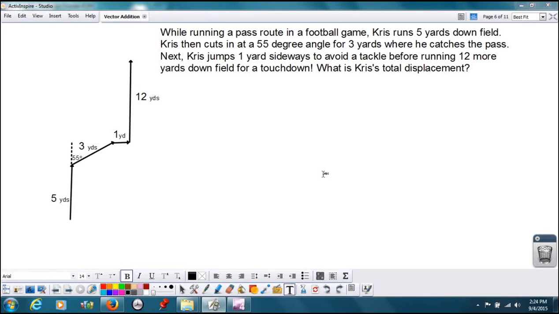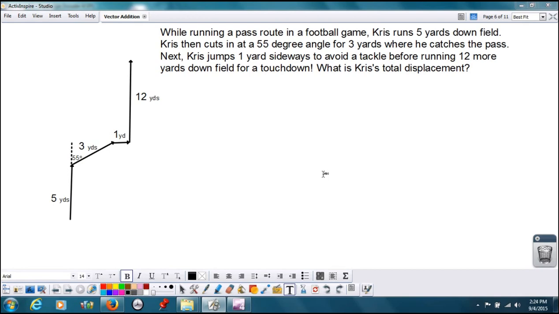Alright, in this problem we've got Chris, and it says, while running a pass route in a football game, Chris runs 5 yards downfield. Chris then cuts in at a 55-degree angle for 3 yards, where he catches the pass. Next, Chris jumps 1 yard sideways to avoid a tackle, before running 12 more yards downfield for a touchdown. What is Chris's total displacement?